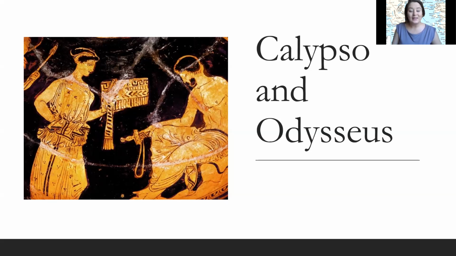So Calypso, who holds Odysseus captive for years, when Hermes arrives to take Odysseus away, because Athena has finally succeeded in getting Zeus to enforce Odysseus's release from Calypso, Calypso has this really great anti-patriarchy rant that she goes on.